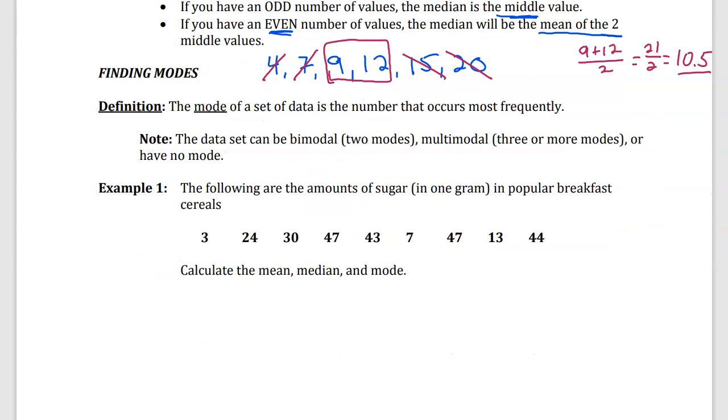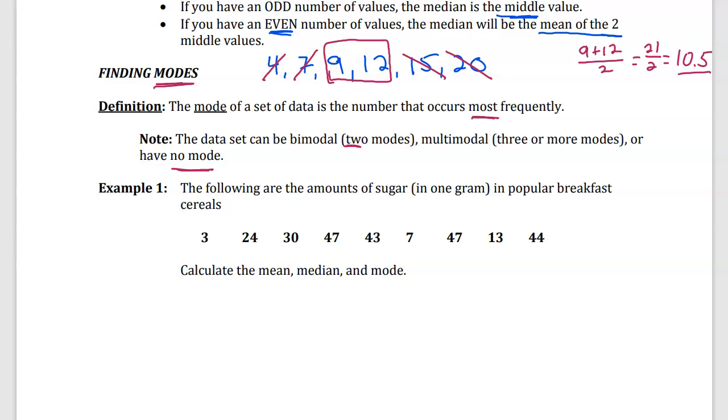Now the other one is mode. Mode is the one that occurs the most often. You can have one mode, two modes. You can have 3 or 4 modes. You can also have no mode. The thing about mode is it's the one that occurs more often than any other. For it to be 2 modes or 3 modes, those occur the exact same number of times.